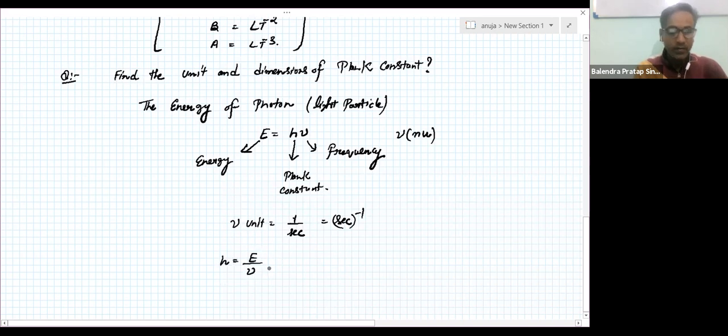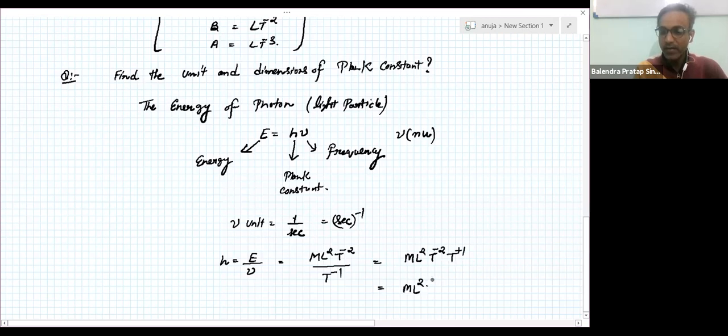What is the dimension of energy? Energy has the dimension, as I discussed in our last lecture, M L square T minus 2, divided by second inverse, that is T to the power minus 1. So the dimension of Planck constant is M L square T minus 2 times T plus 1, so the answer is M L square T minus 1.